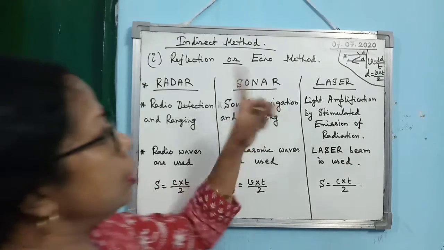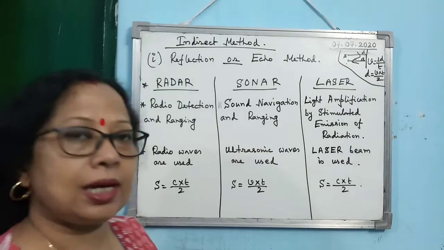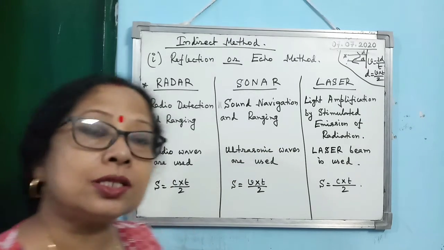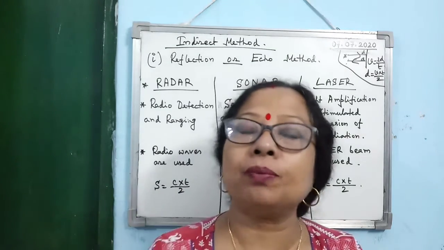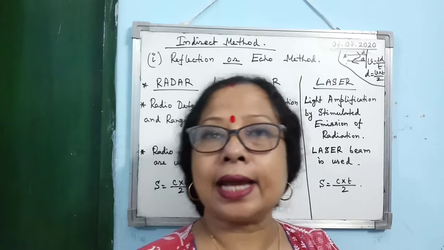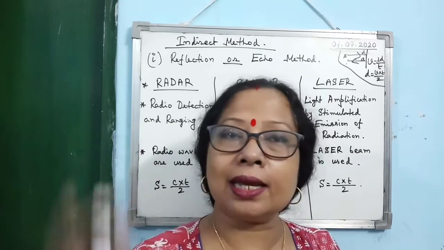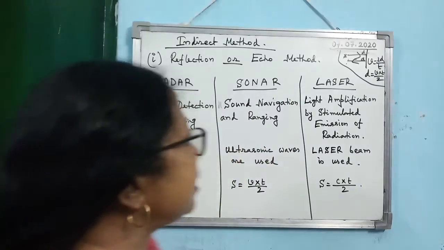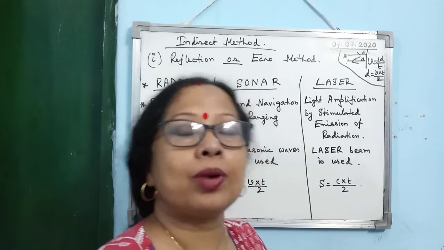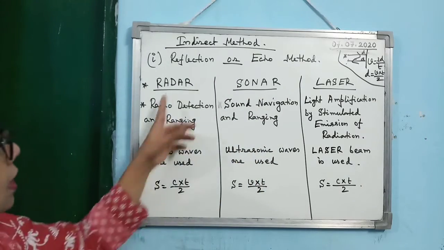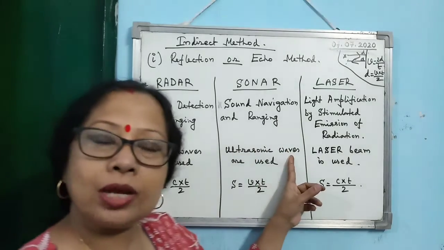Now come to sonar. The full form is sound navigation and ranging, and for sonar we use ultrasonic waves. Sonar is used to find the depth of any object underwater. I repeat, radar is used to find the height of any flying object in air, but sonar is used to find the depth of any object inside water. In radar we use radio waves, but in sonar we use ultrasonic waves.